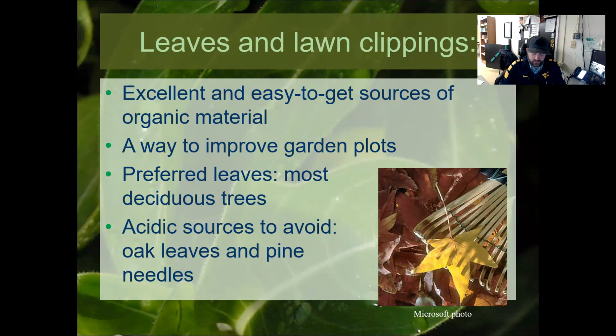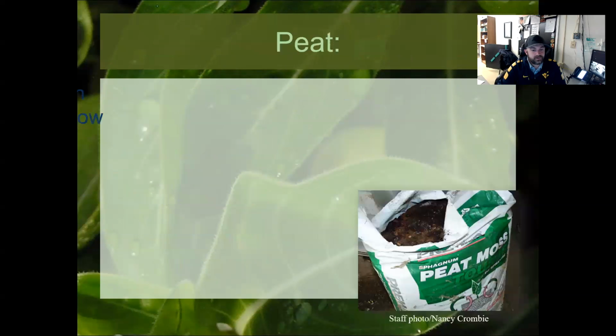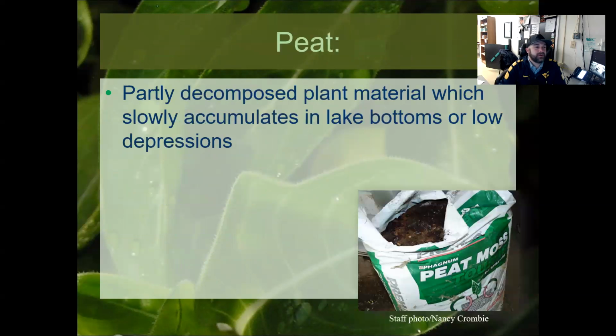So once you take a tree out like this, you want to make sure you replace all the soil around it as well, typically about 6 feet deep, especially if it is a tree that was there for a very long time. So moving on to peat, partly decomposed plant material, which slowly accumulates in lake bottoms or low depressions.